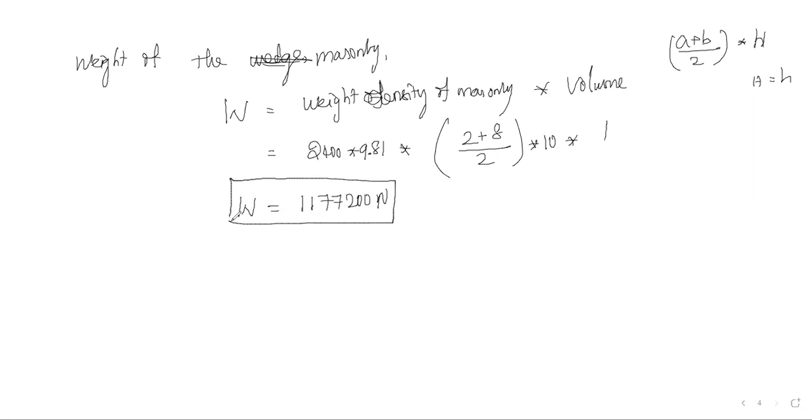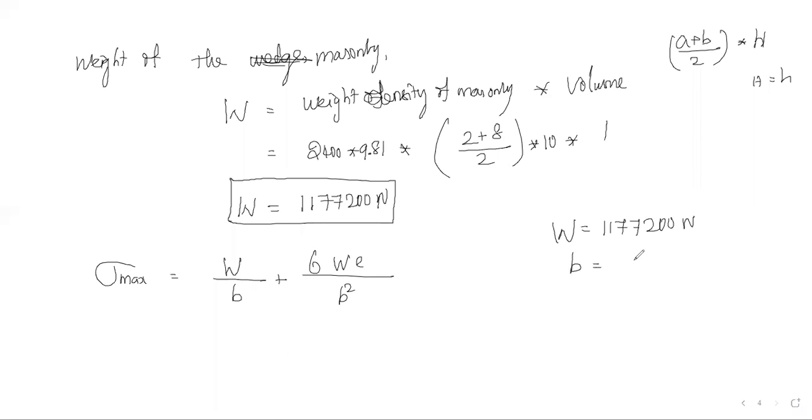This is W. Next, we should move on to the value of sigma max. The formula is equal to W by B plus 6 into W into E divided by B square. Whereas W, we have calculated that W is 1200 Newton. And B, we all know, is 8 meter at the bottom.